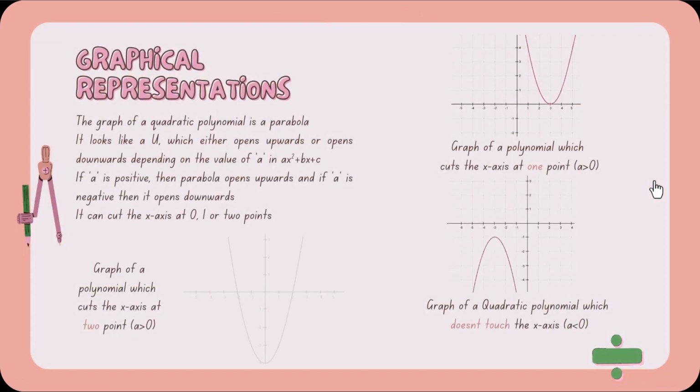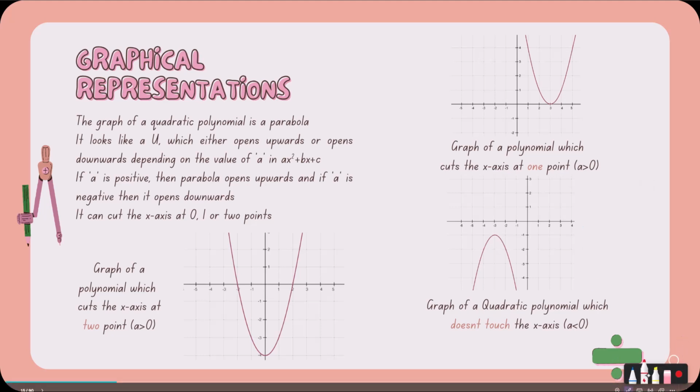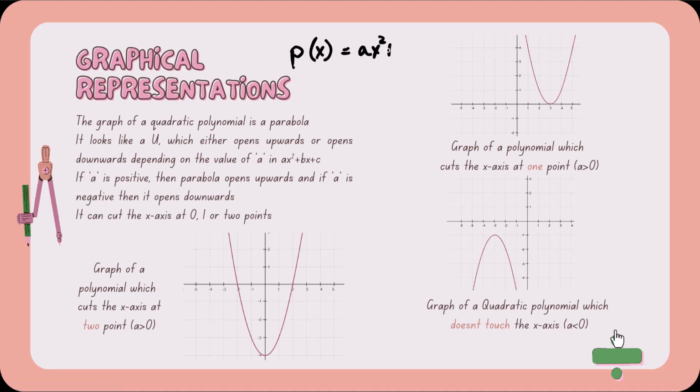Now for a quadratic polynomial, let's see how it changes. We have ax squared plus bx plus c. That is the polynomial function for a quadratic polynomial. So let's write the general form, or the standard form, which is ax squared plus bx plus c. I can write p of x is equal to ax squared plus bx plus c.